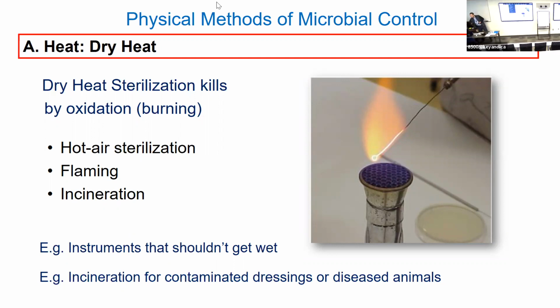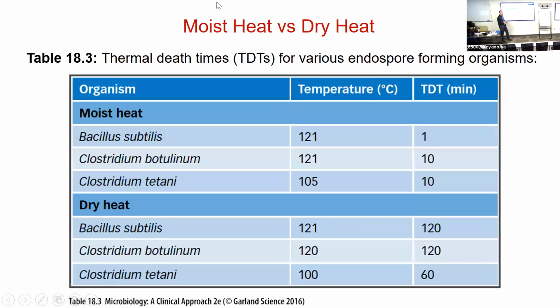Show some times. So if you take a look at this, moist heat versus dry heat, right? So Bacillus subtilis, moist heat, autoclaving, 1 minute kills it. So autoclave can be quite effective.